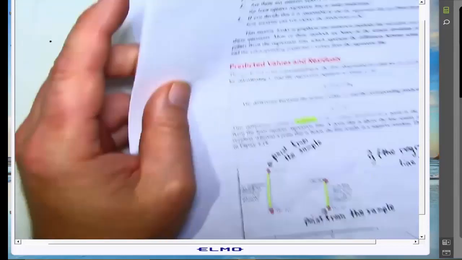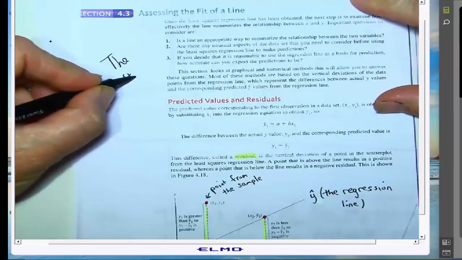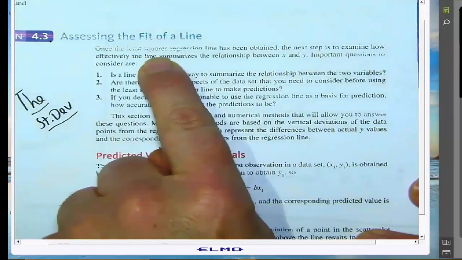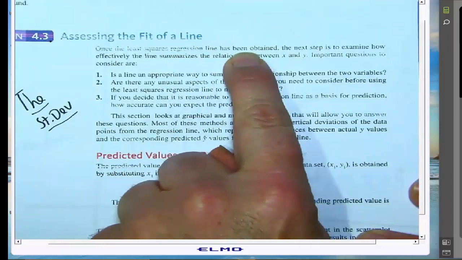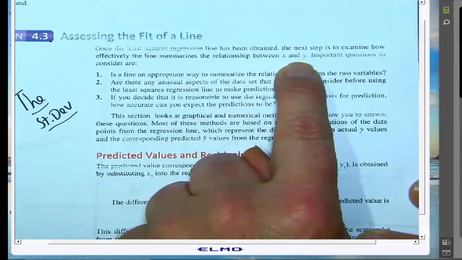Okay, so I want to talk to you about the standard deviation of the regression line and how we use that to find outliers. So once you find the least squares regression line, the next step is to examine how effectively the line summarizes the relationship between X and Y.